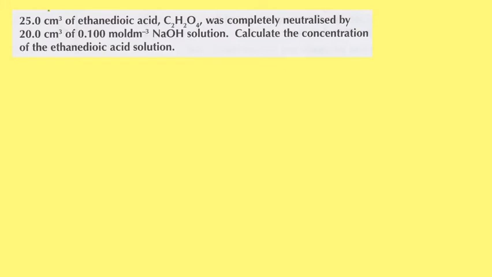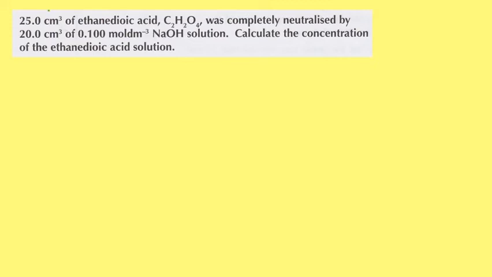So lastly, let's do a calculation with a diprotic acid, and we can stick with ethanedioic acid. We're told in the question that we have 25 cm cubed of ethanedioic acid, and that's completely neutralized by 20 centimeters cubed of 0.1 molar sodium hydroxide. And the question wants us to calculate the concentration of the ethanedioic acid. So let's write down what we know, as we have done before.